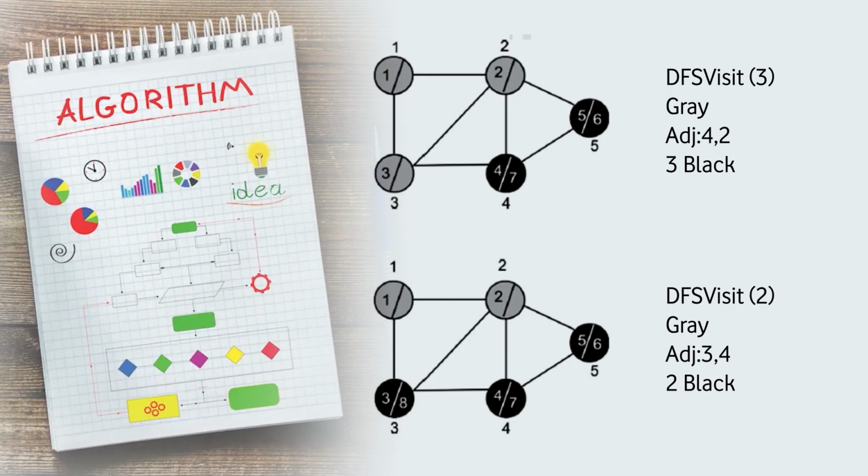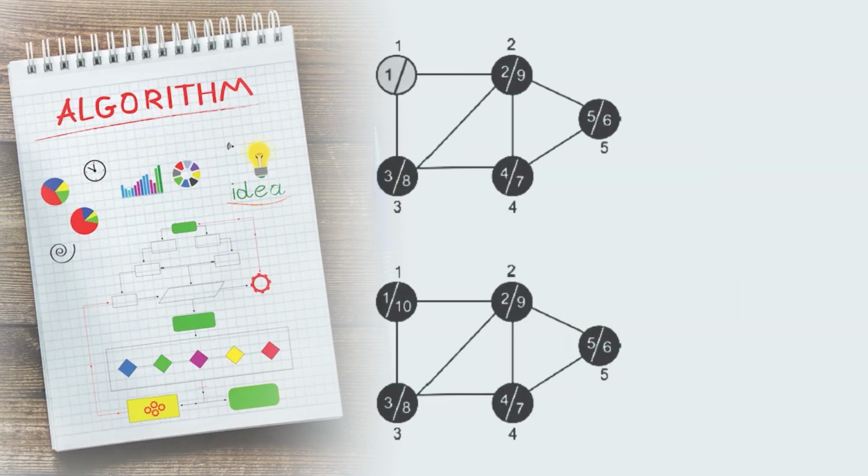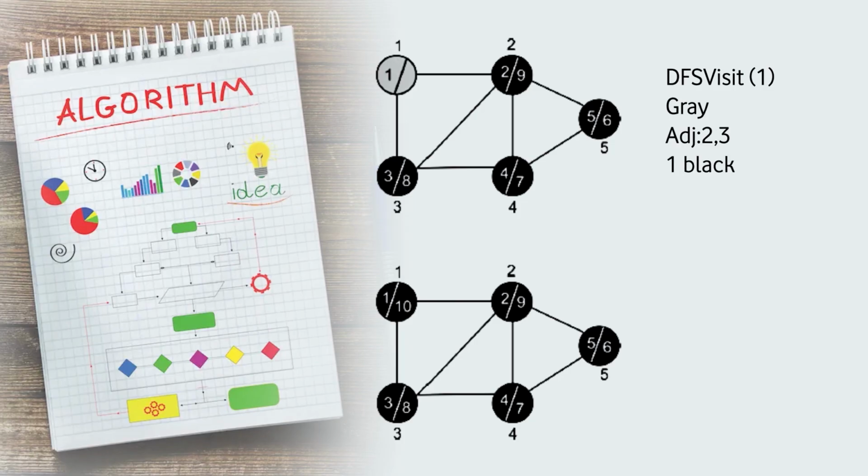So 3 is called by 2, again you will write DFS visit on 2, again the adjacent nodes are already visited, so you will mark 2 as black. Similarly, in the end you will get back to 1 and again all the adjacent nodes of 1 are already visited, so you will mark and close the activation record and close the stack of 1. So this is how the DFS algorithm works.